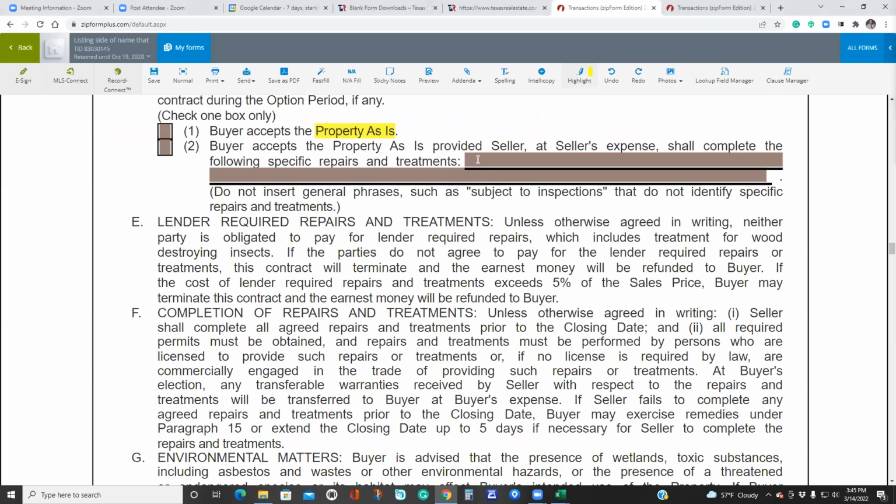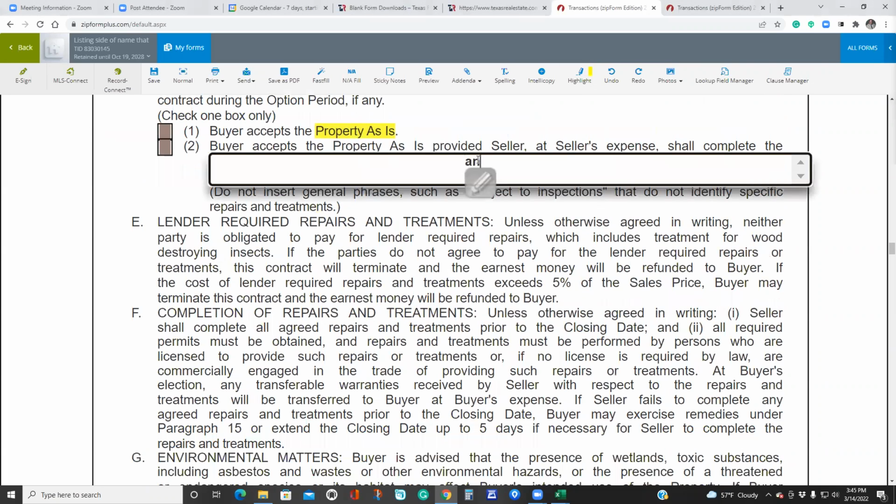Here's if there's any treatments. Anything you know needs to be fixed.